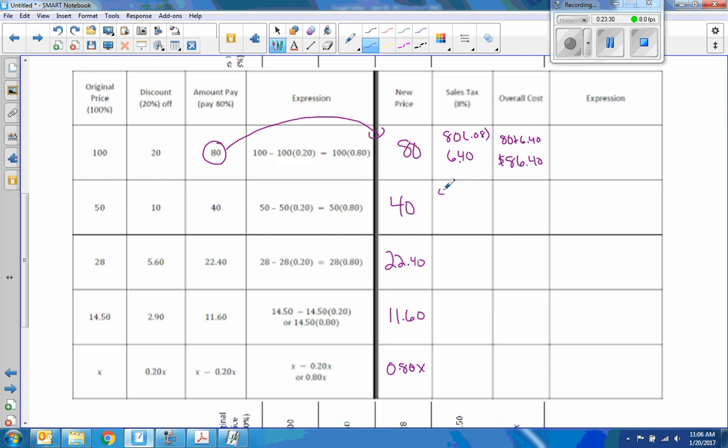This one here is going to be 40 times 0.08. 8 times 40 is 320. We have 2 decimal places, so it's $3.20. So it's 40 plus 3.20, which is 43.20.